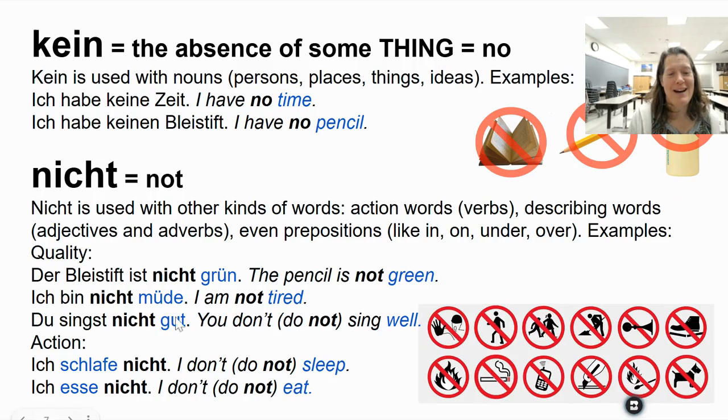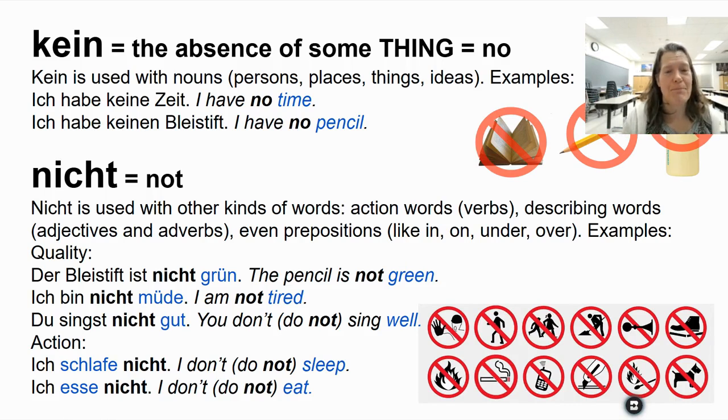Okay. And I don't sleep. Okay, I'm not sleeping. That's why ich bin müde because ich schlafe nicht. Okay, I'm not sleeping or I don't sleep or I don't eat. Ich habe, because I don't have time. Ich esse nicht. Ich habe keine Zeit. Right? I don't eat because I have no time.